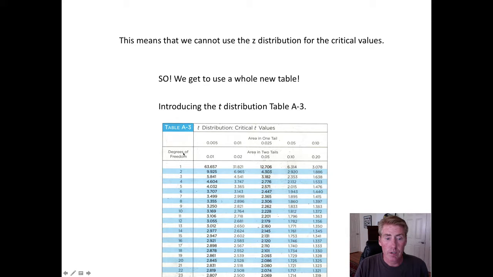Then the other thing over here is degrees of freedom, which is simply n minus 1, the sample size minus 1. So once you decide, okay, I'm using 2 tails and 0.05, then you would just go down to whatever the degrees of freedom is, and then that's the critical value. And then it would be plus or minus that number. So we use the positive and negative.